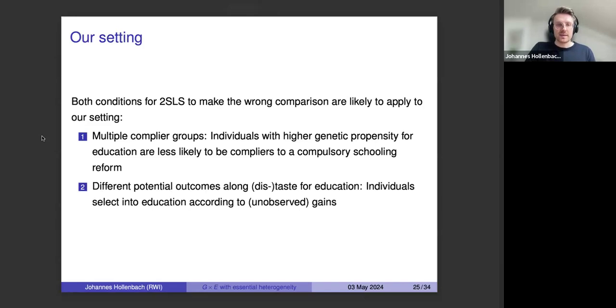The second thing is we have different potential outcomes along the distaste for education, because individuals tend to select into education according to unobserved gains. That is a property that has been described a bit in the literature and that we can also show. It is basically responsible for the gradient in these potential outcomes and then the gradient in our marginal treatment effects as well.